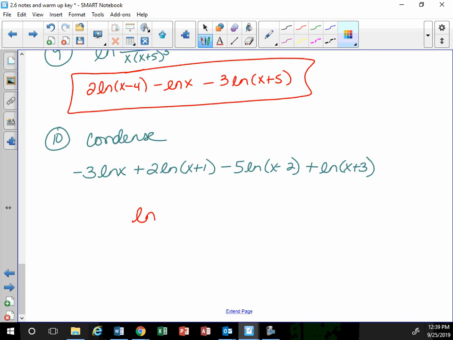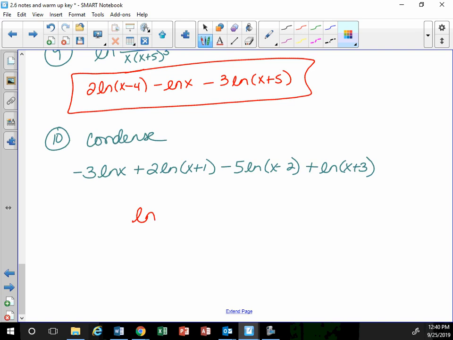Check with your neighbor, see if you agree. Well, the other one is like x to the negative 3.